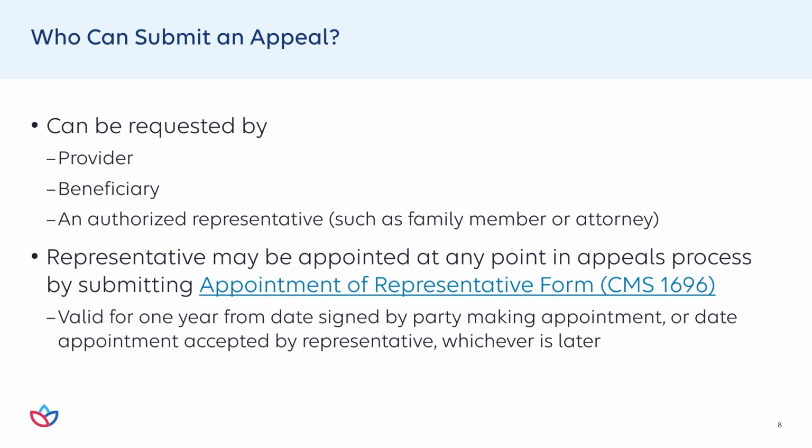And they would just complete this Appointment of Representative form, or the CMS-1696. And you would submit that to WellPoint Federal at any point in the appeals process, along with your appeal. So the appointment of representative, or AOR, as we'll refer to it going forward, is valid for 1 year from the date that it was signed by either the party making the appointment or the person who's accepting the appointment of representative, whichever of those is later.